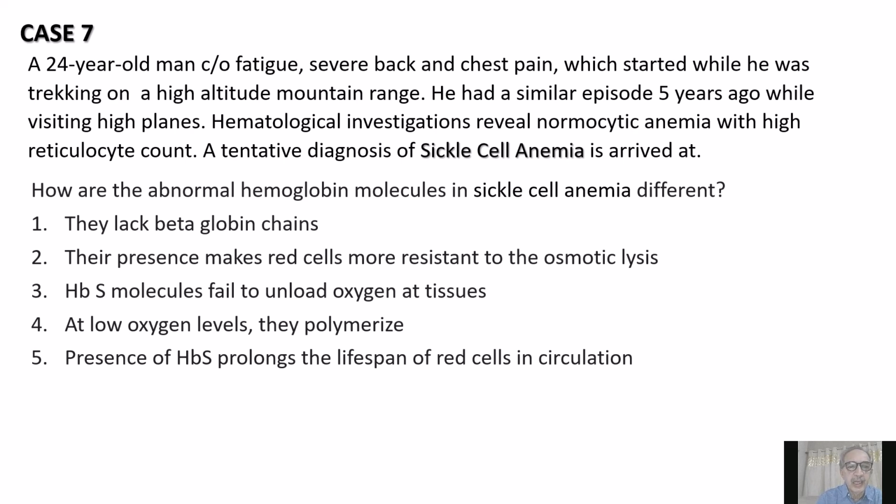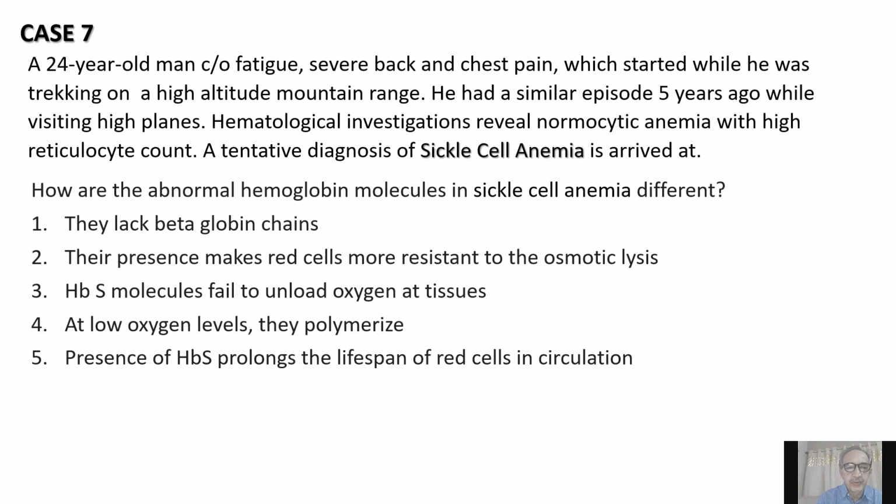First, do they lack beta chains? No, they have beta chains, but an amino acid is replaced and they are abnormal. Lack of beta chains occurs in thalassemia, with decreased synthesis. Here, this is a case of hemoglobinopathy, where an amino acid is changed in the beta chains.